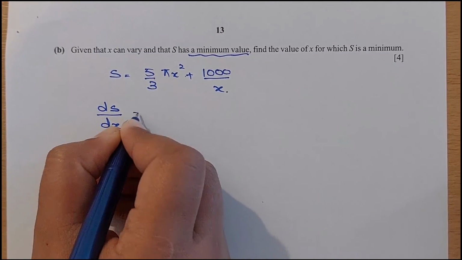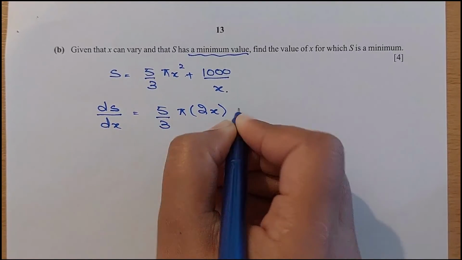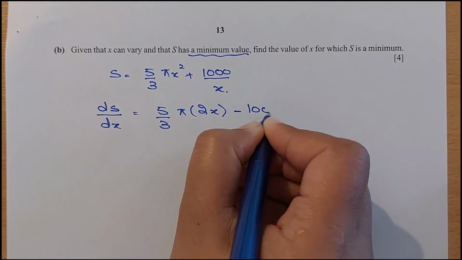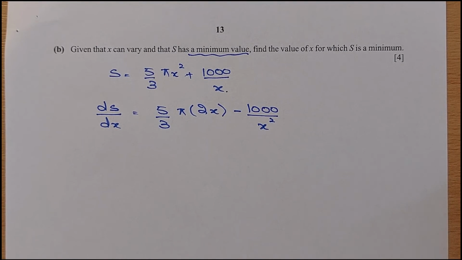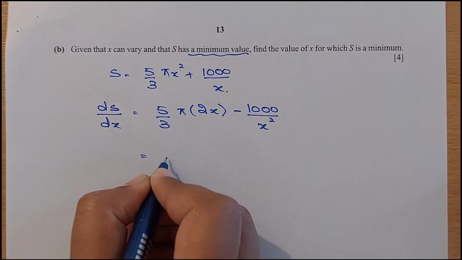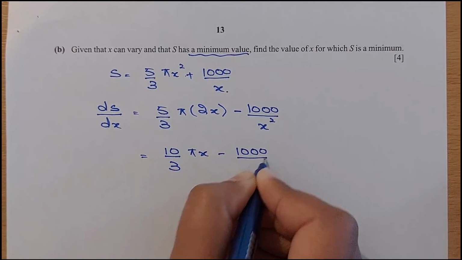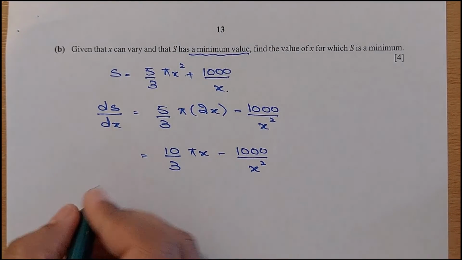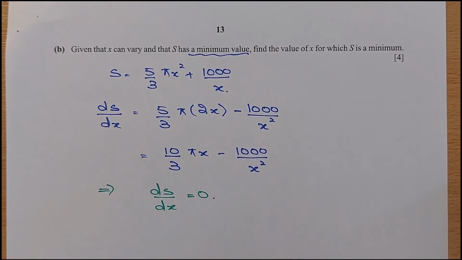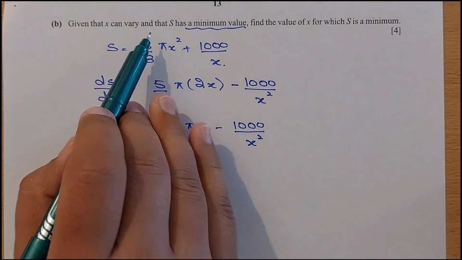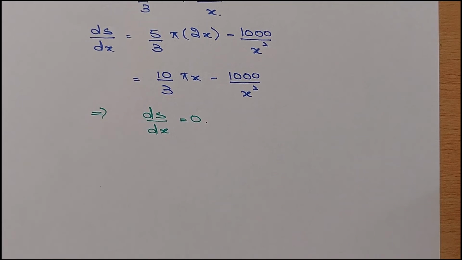dS over dx equals 5 by 3 pi, its derivative is 2x, and minus 1000 divided by x square. So the derivative of 1 by x is minus 1 by x square. Now further simplification, 2 times 5 is 10 by 3 pi x minus 1000 divided by x square. Now what we have to do, we need to set the first derivative of S with respect to x equal to 0 to find the value of x at which S is minimum.